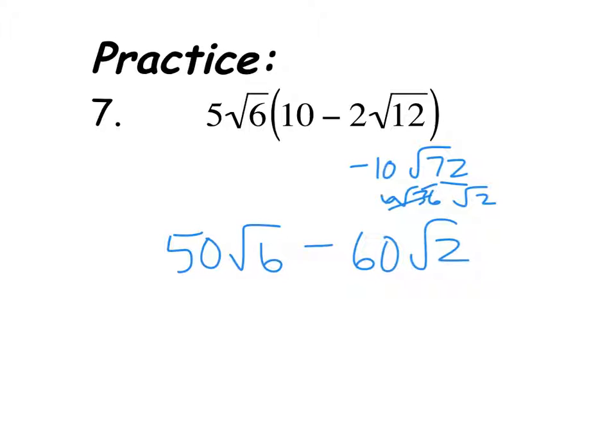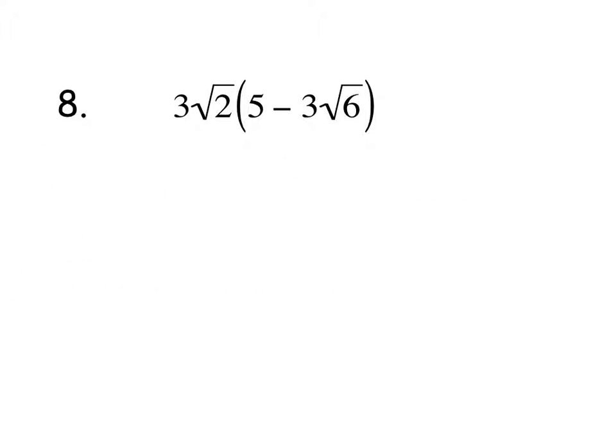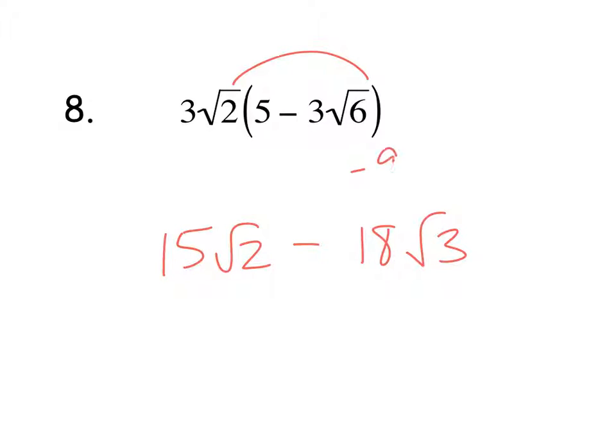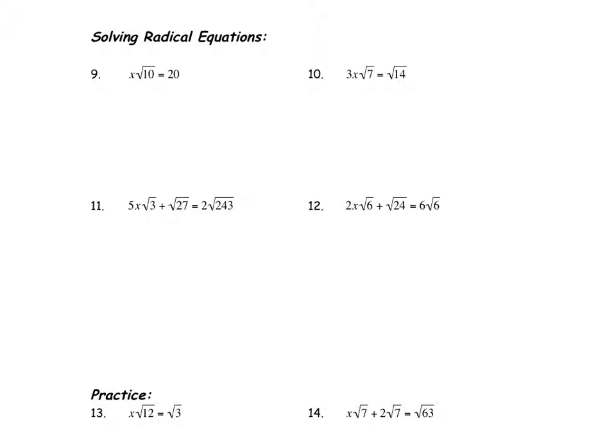All right? Did anybody go ahead and do number 8? Andrew, did you get it? 15 root 2 minus, what'd you say? 18 root 3, which is absolutely correct. Anybody need help with that one? When you get your minus 9 root 12, don't forget you can take a 4 out of that. And the square root of 4 is 2, so 2 times 9 is 18. Okay? All right, flip over to the back.